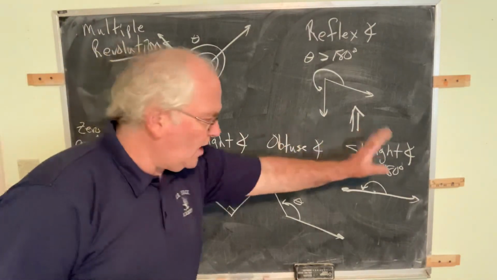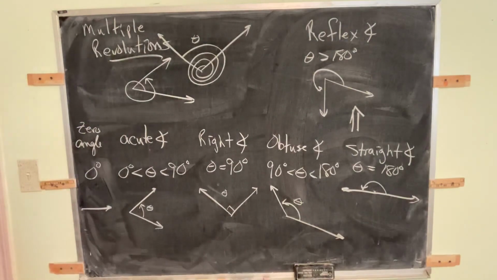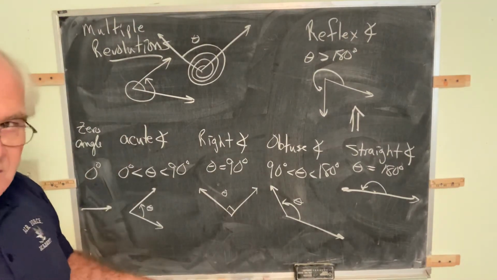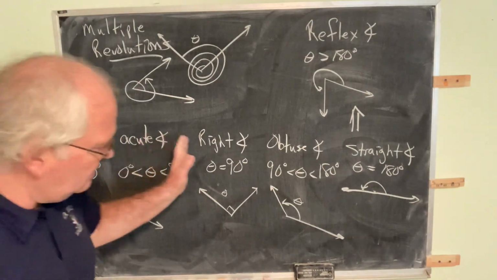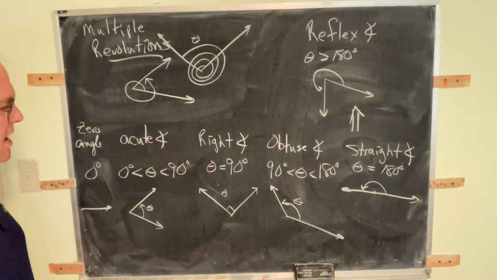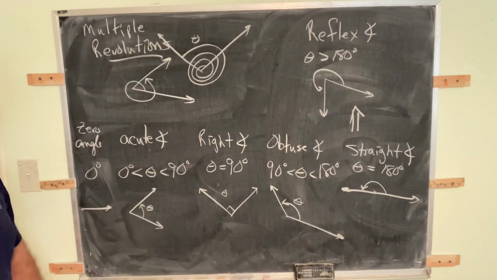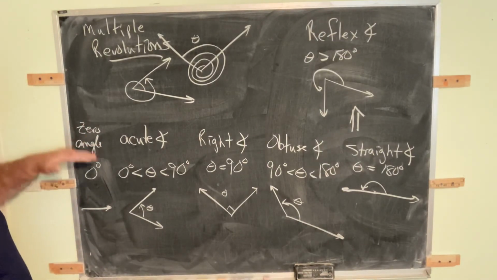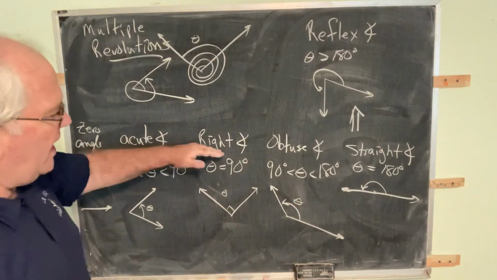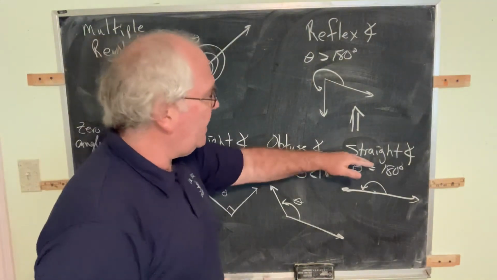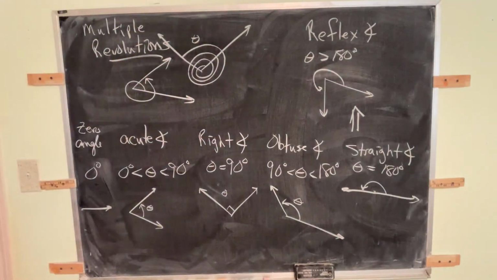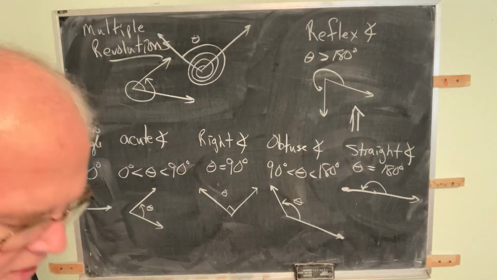In all the work I've done here, I have assumed that we're rotating in a counterclockwise direction. That is not required, and we can consider all of these rotating in the clockwise direction, and all the measurements would be negative. So we have different types of angles. We have the zero angle, the acute angles, the right angles, the obtuse angles, straight angles, and then reflex angles, and then we have multiple revolutions and what comes from that. So that's a basic introduction to the working of angles.